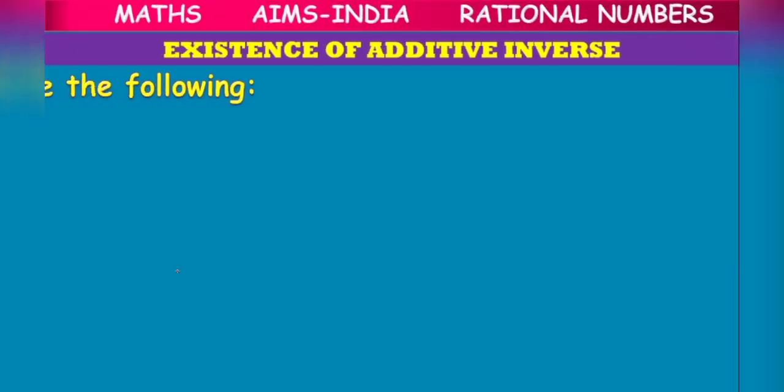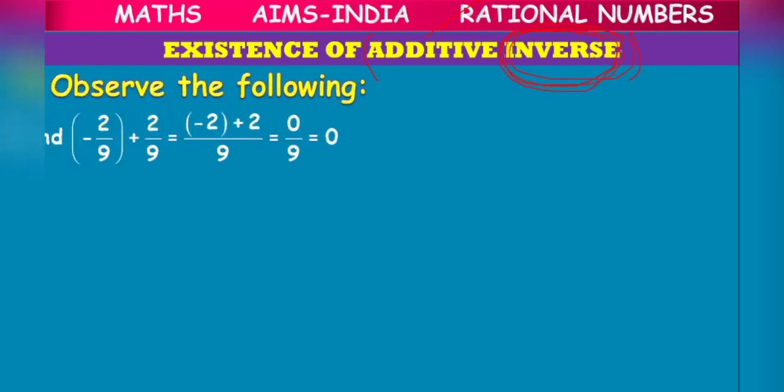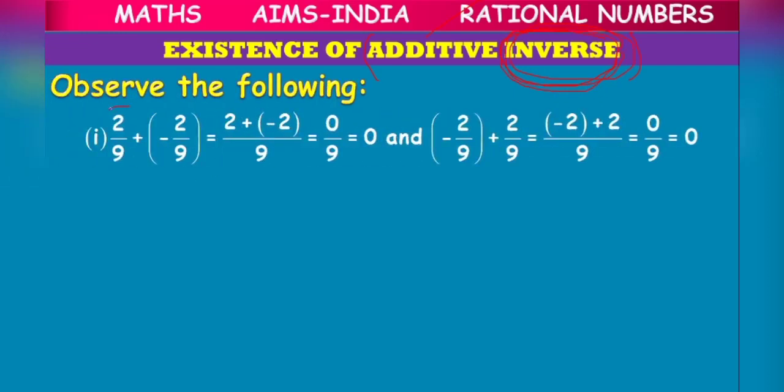Next, additive inverse. In addition of rational numbers, we have another element called additive inverse. So let's observe the following examples. Here I have 2 by 9. If I change the sign of 2 by 9, here there is no sign, which means we have to assume it is positive, plus 2 by 9. If I change the sign, what will I get? Minus 2 by 9. If I add both, a common denominator 9 is there.